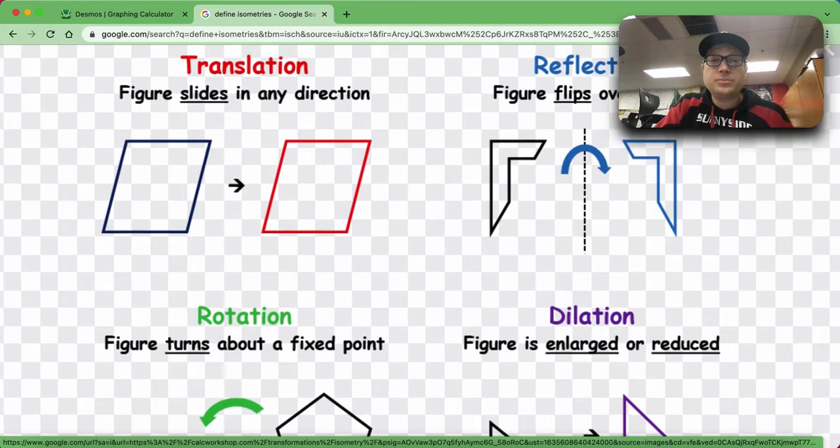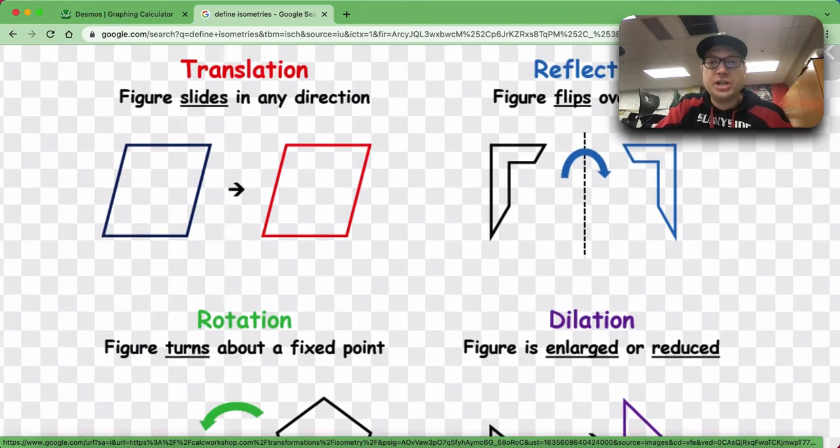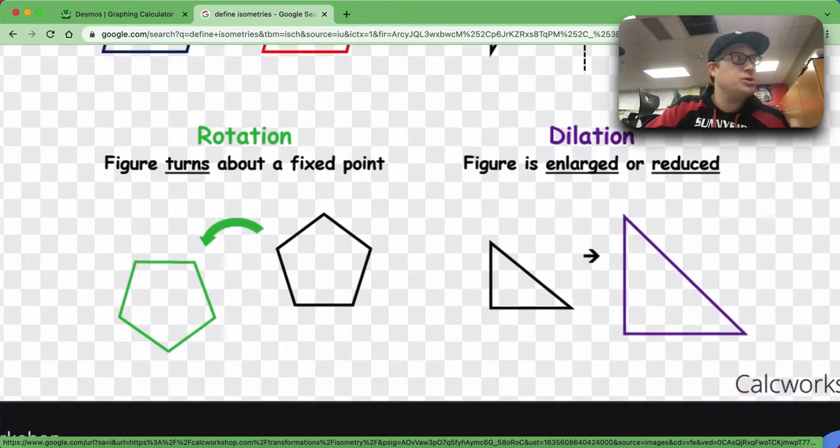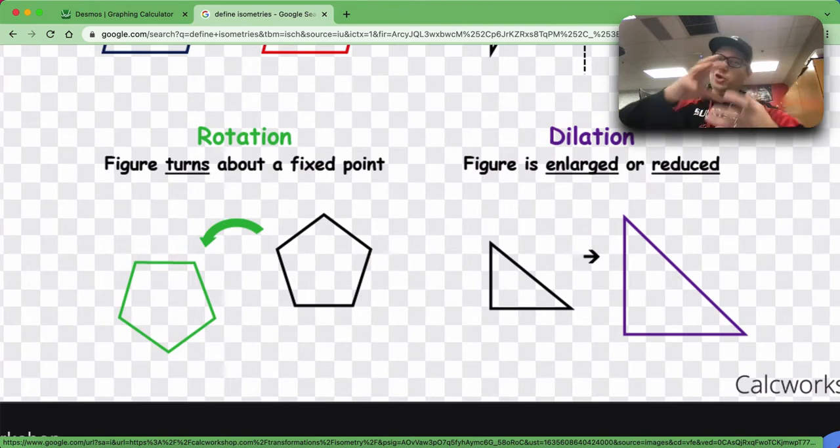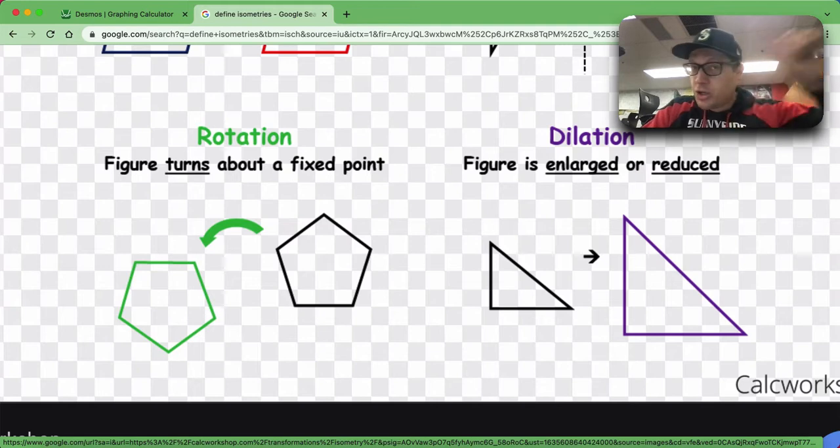Isometry. Then there's a reflection. A reflection, it flipped over the line, even though it's angled one way and now angled the other. The size of the shape stays the same. A rotation is like we actually turned it. And then a dilation, not an isometry. Dilations are not isometries, but they are cool transformations.